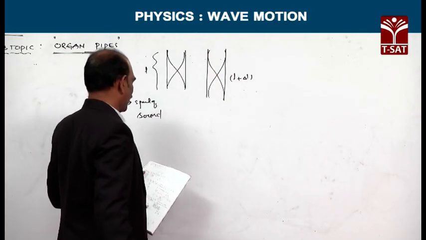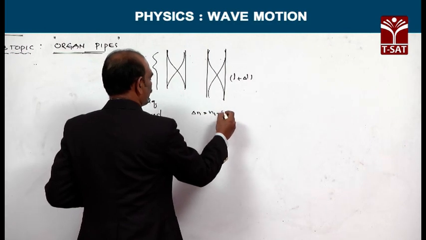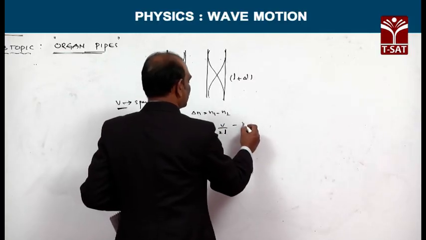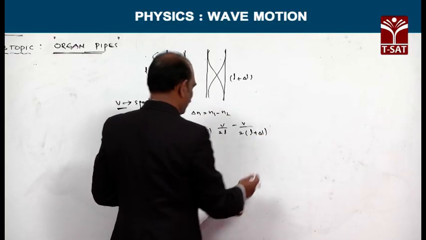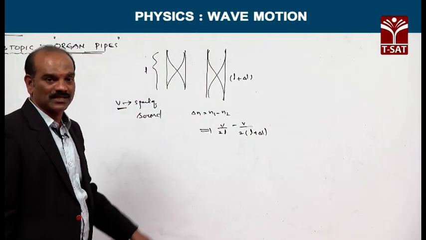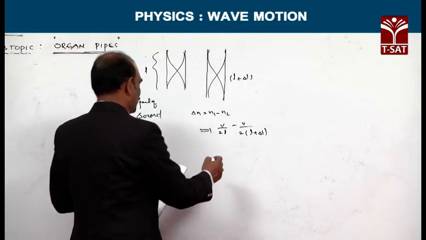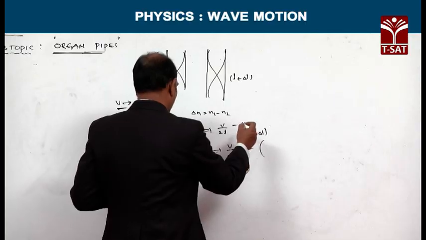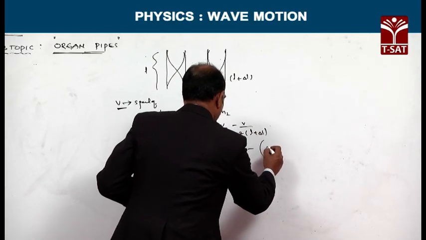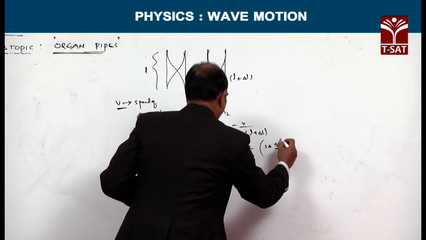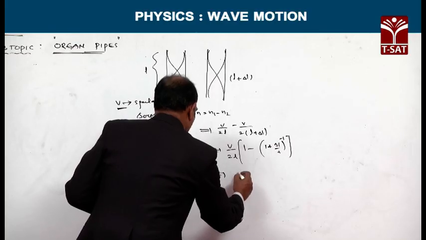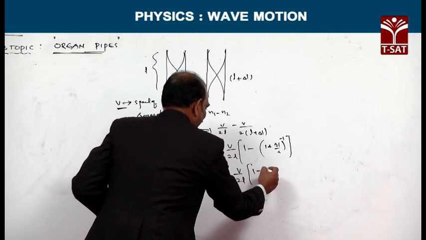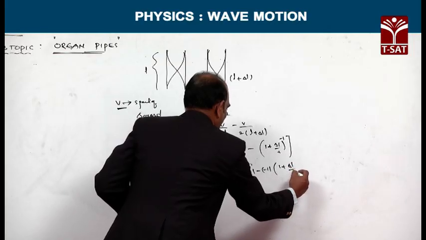Now here the beat frequency delta N is equivalent to N1 minus N2. So here N1 is equivalent to, for the first case, V by 2L. In the second case, V by 2 times of L plus delta L. So here we need to find the difference of these frequencies, that will give the beat frequency. Taking V by 2L as common, 1 minus, from this one taking L as common, 1 plus delta L by L power minus 1, which is equivalent to V by 2L times of 1 minus, using binomial expansion, minus of minus 1 into 1 plus delta L by L.